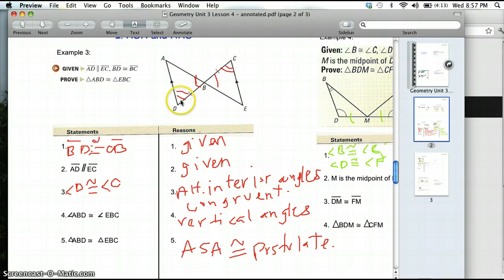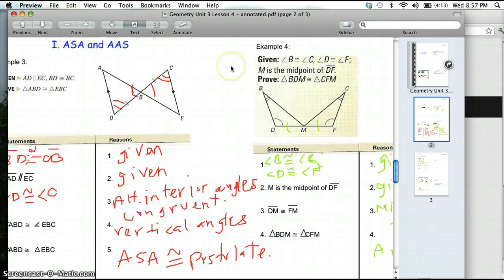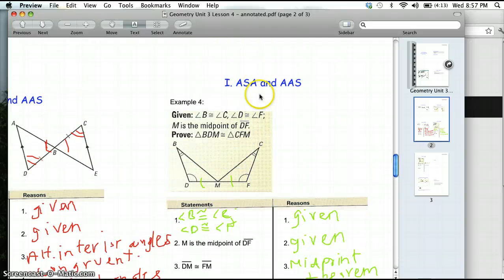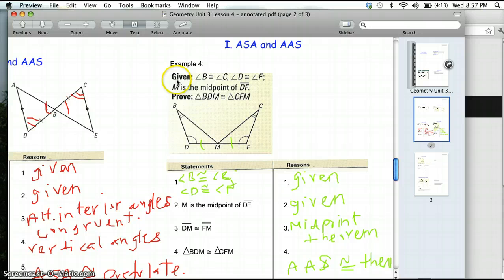Now remember, our side has got to be in the middle and our two angles have to be on the outside. So angle, side, angle, and angle, side, angle. Now let's talk about the angle, angle, side theorem. In angle, angle, side, that's how it has to read on your diagram. Angle, angle, side. So let's see, it says, given that angle B is congruent to angle C, and angle D is congruent to angle F, and also that M is the midpoint of DF, we need to prove that triangle BDM is congruent to triangle CFM.